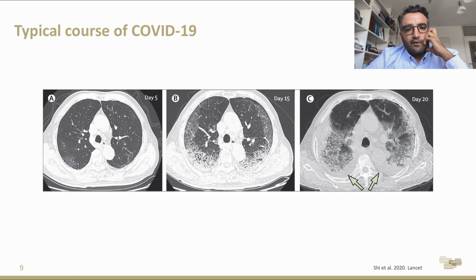And this is the first case of COVID that was described. It is a 77-year-old male. It was published in The Lancet. It shows the changes in the lung from day 5 to day 20 in the same patient in the same slice. You see the opacities were beginning in the peripheral area, getting worse, and then affecting more of the lung. This patient died 10 days after the day 20 image. So this is a typical course of how the images change.